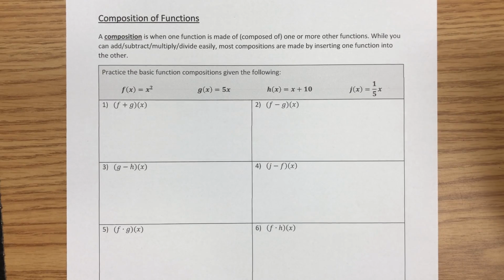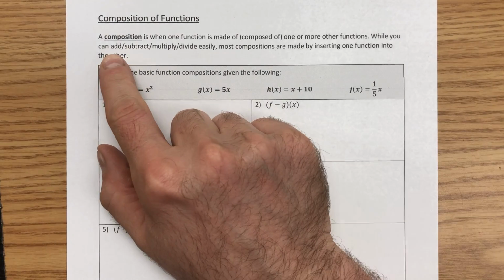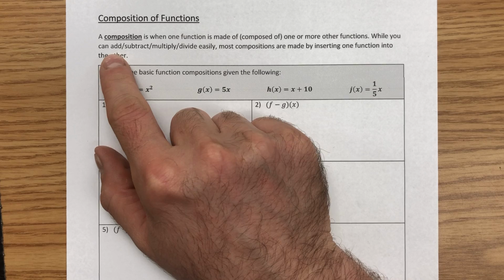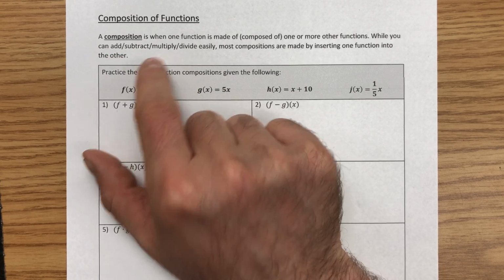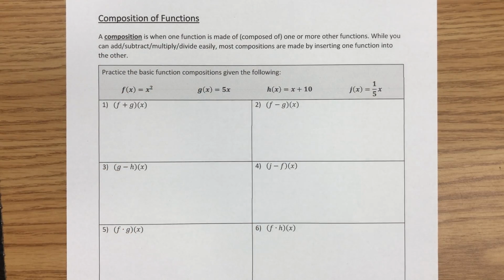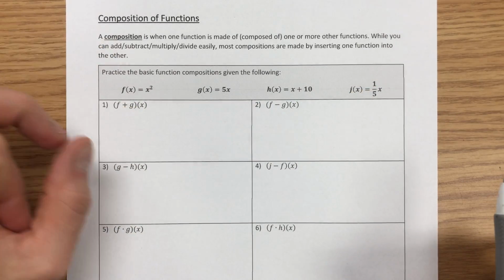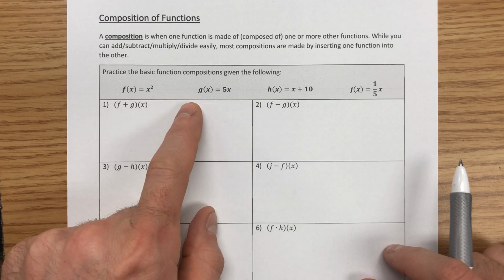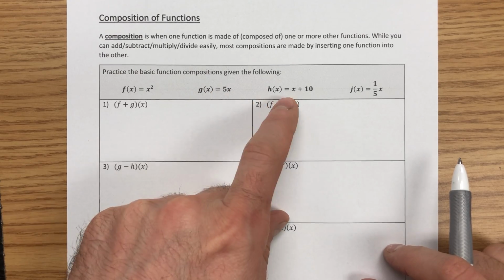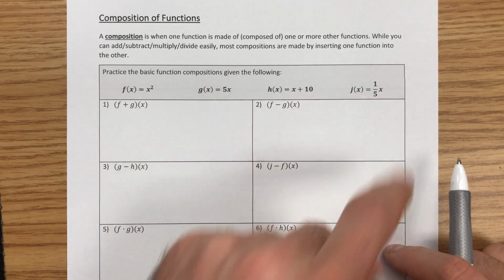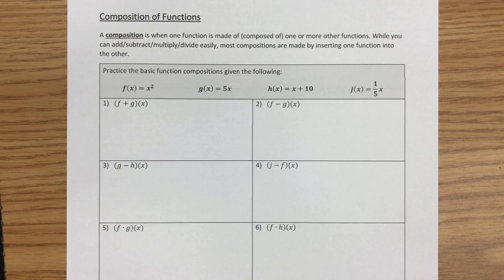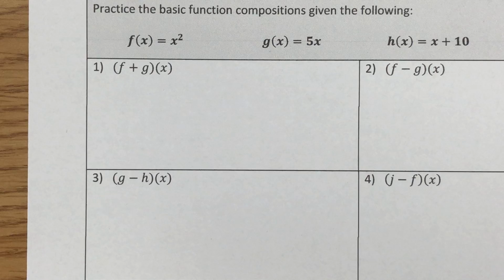So what we're going to start with is the introductory type, where we basically just take one or more functions and we perform some sort of basic mathematical practice on them. So let's take a look at our four functions. I have f, which is defined as x squared, g, which is 5x, h, which is x plus 10, and j, which is 1/5 of x. And so let's go ahead and get started on a few of these operations.